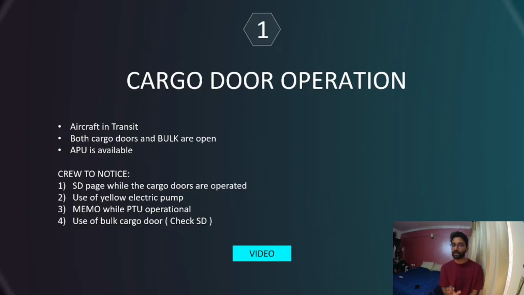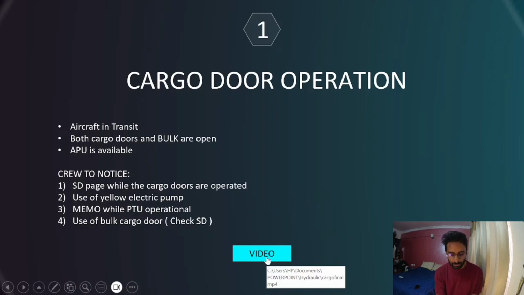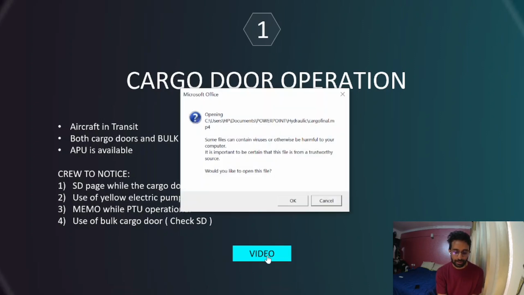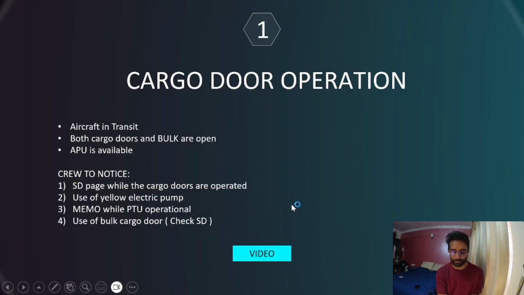The memo when the PTU starts operation, and then there is also something called a bulk cargo. So forward 2, and then there is one at the back that's called bulk cargo, which is a small cargo door, which we don't really always use. So what happens when we open that? What hydraulic system gets pressurized? So this is what we are going to watch. So let's start watching.